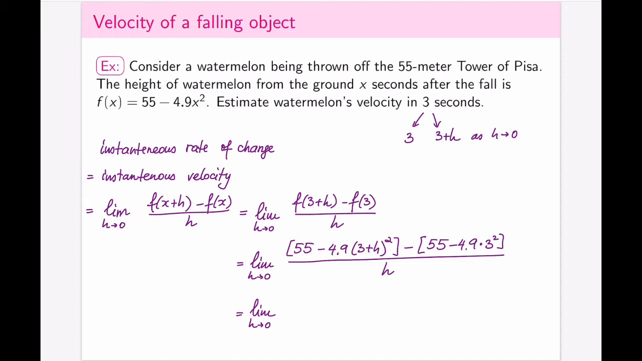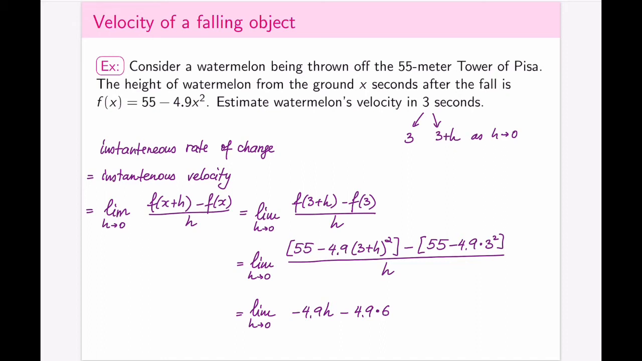What you have at the end is that all of the constants on top will cancel out and everything on top will have a factor of h that will cancel with a factor of h on the bottom. And so what we're going to have here in the limit is minus 4.9h minus 4.9 times 6. Okay, I'm leaving it as is.